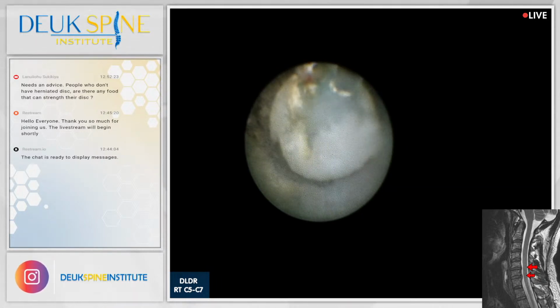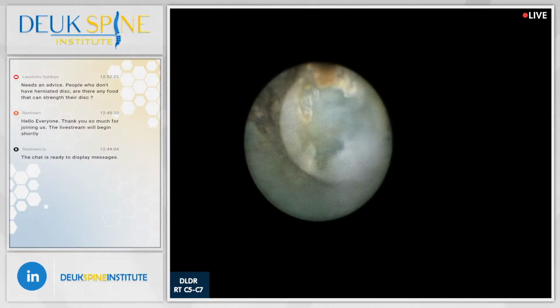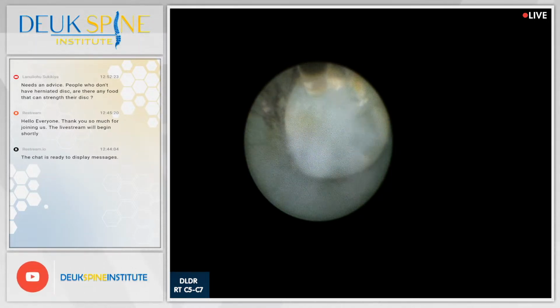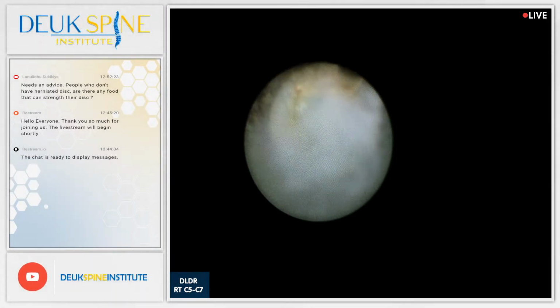By the way, these are all pieces of herniation. They're all at the back of the disc in the tear where they should not be. Everything here that I'm touching with the laser is a herniation.